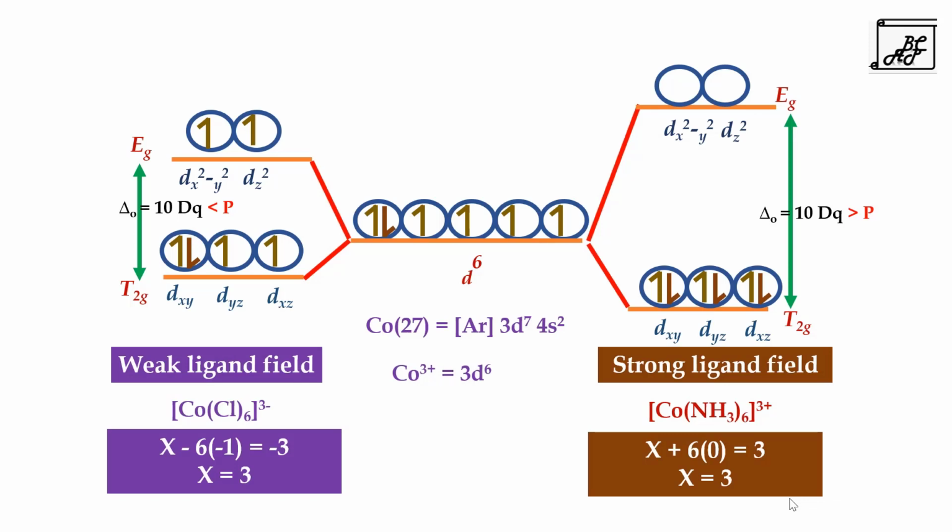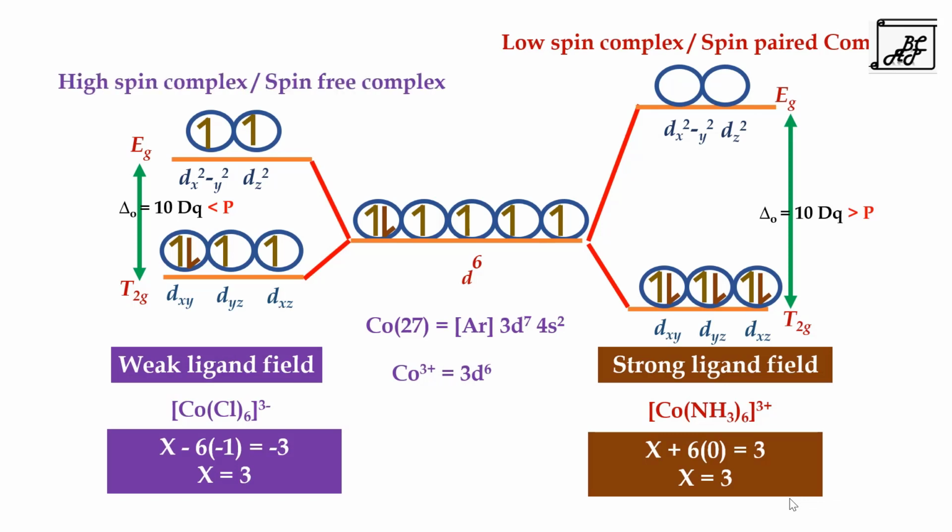Now, in the case of a strong ligand field, we can see that all the electrons are paired up. In some cases, it is possible that there might be a smaller number of unpaired electrons. Therefore, these complexes are called low spin complexes. As the electrons are paired up, it is also called a spin paired complex. In the case of a weak ligand field, we can see there is a high number of unpaired electrons. Therefore, these are called high spin complexes or spin free complexes.